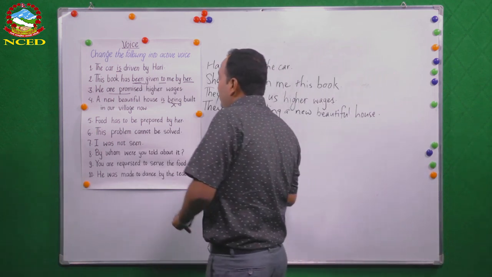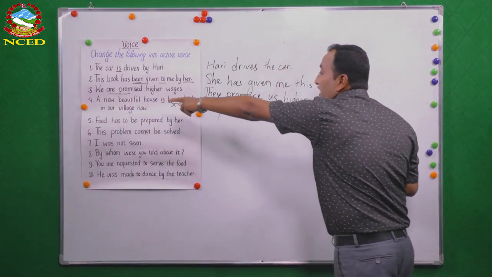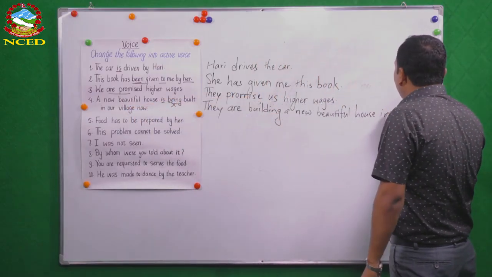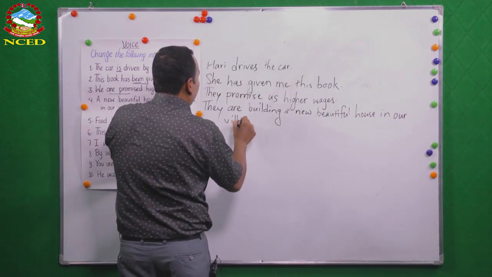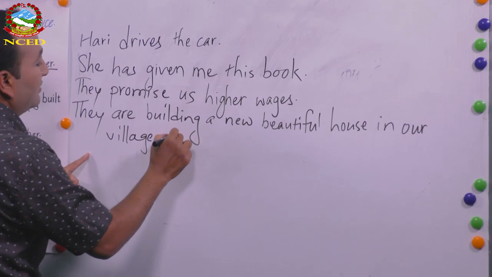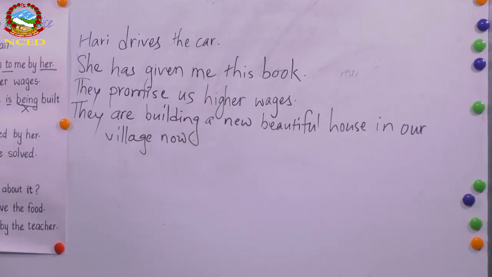Okay? There is other complement also. In our village now is also there. In our village now. The remaining words should be used. They are building a new beautiful house in our village now.